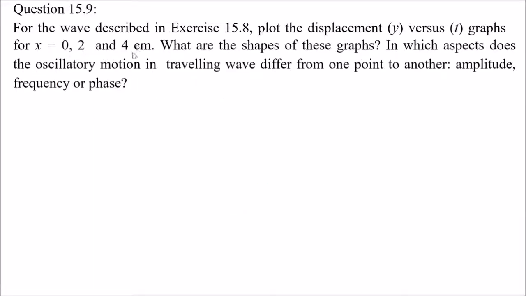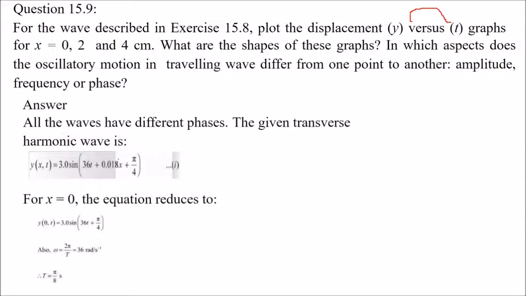For the wave which we just described in the previous discussion, plot the displacement y versus t graphs for x equal to 0 to 4. What are the shapes of this graph? In which aspect does the oscillatory motion in the traveling wave differ from one point to another? Amplitude, frequency and phase. So this was our equation. All the waves have different phases. The equation is like this.